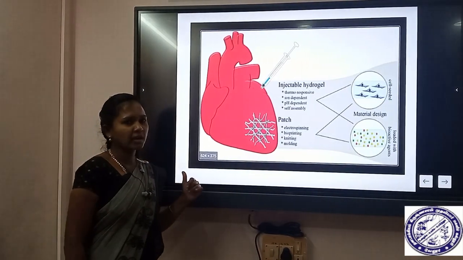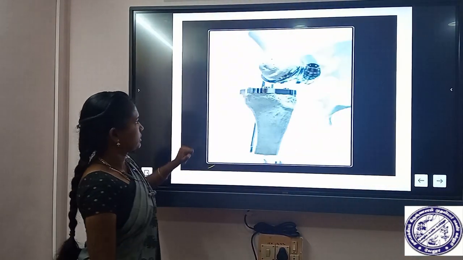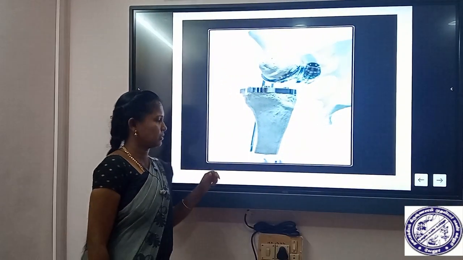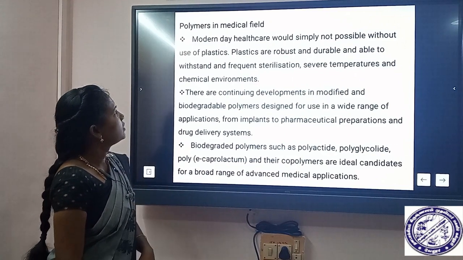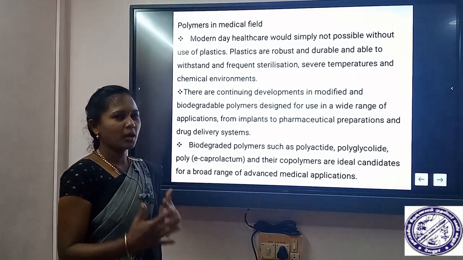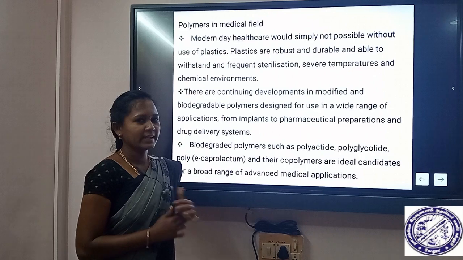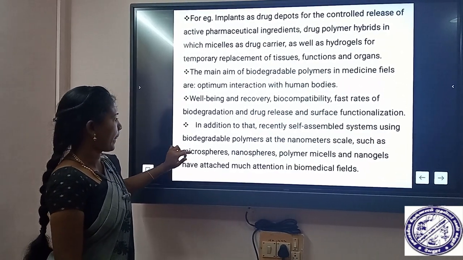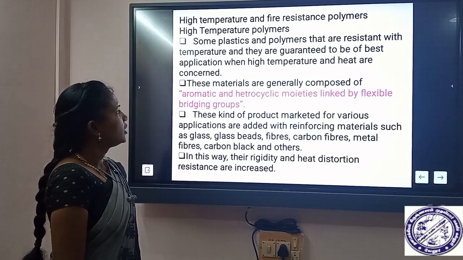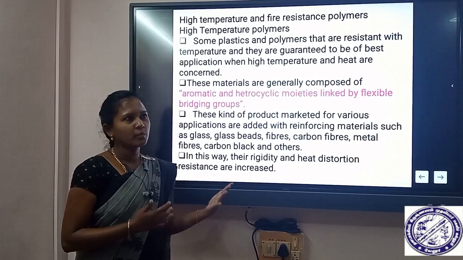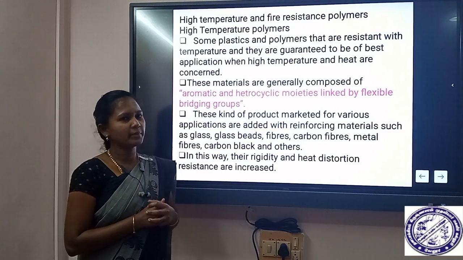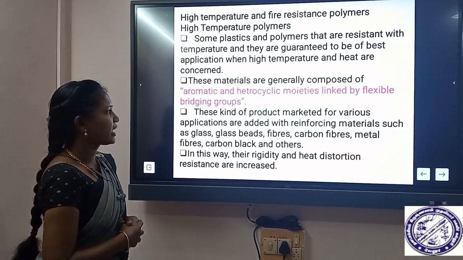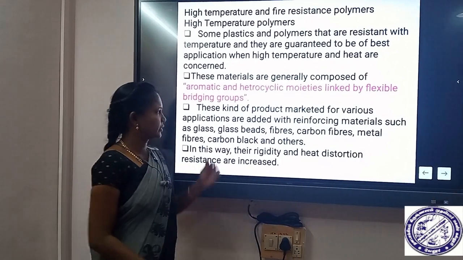So this is the heart valve images. The bone cement or bone plate, bone rejoinment. So these are the major medical applications of biomaterials in the medical field. Why are biomaterials largely used in the medical field? They contain aromatic and heterocyclic moieties linked by flexible bridging groups.